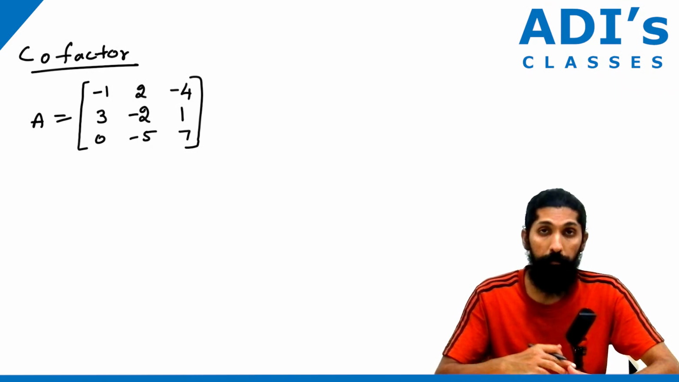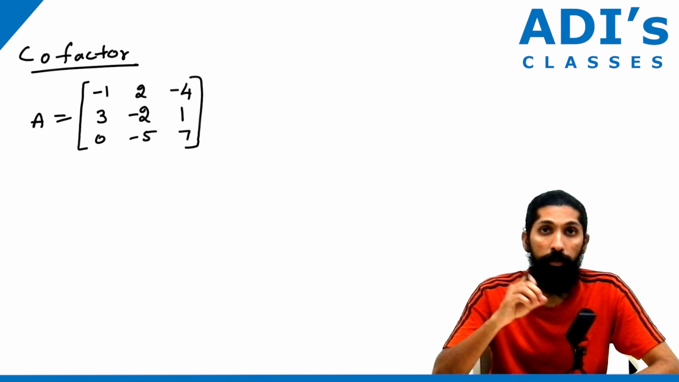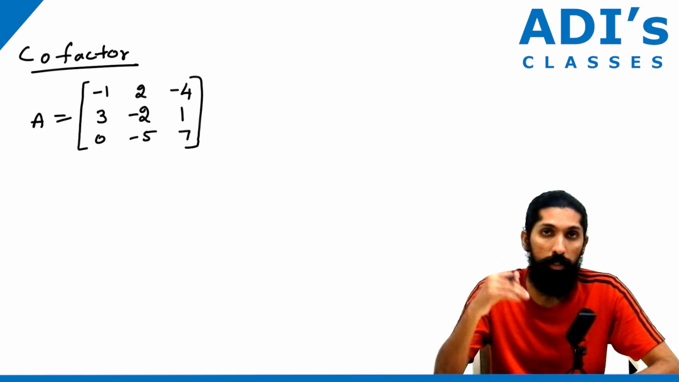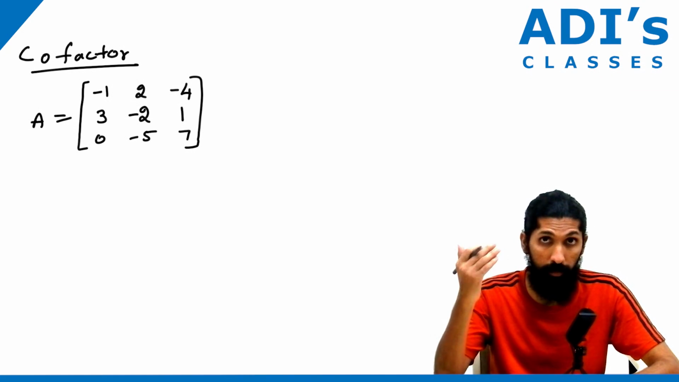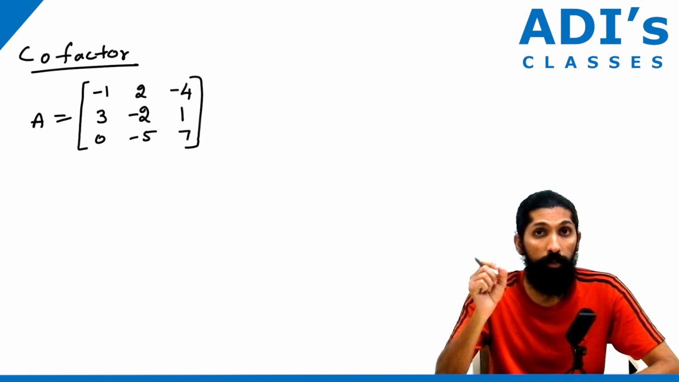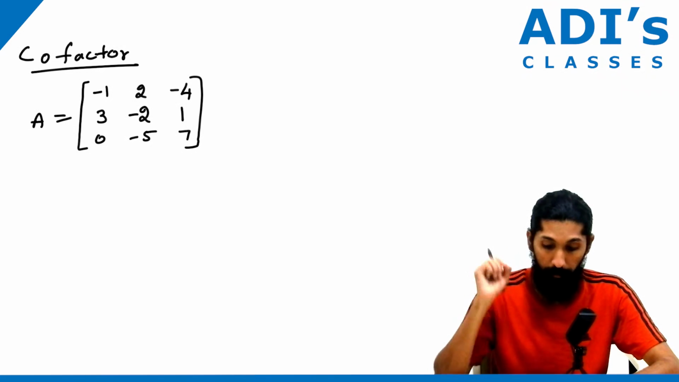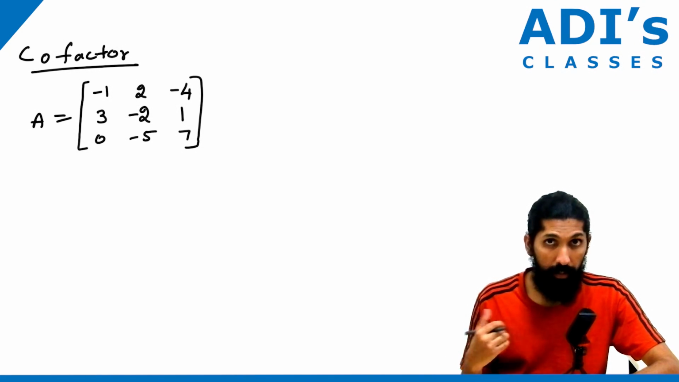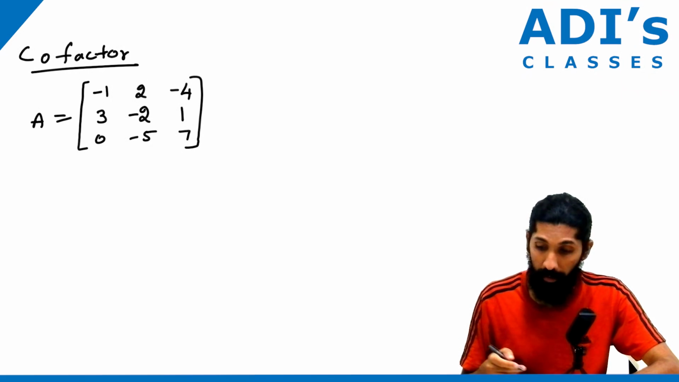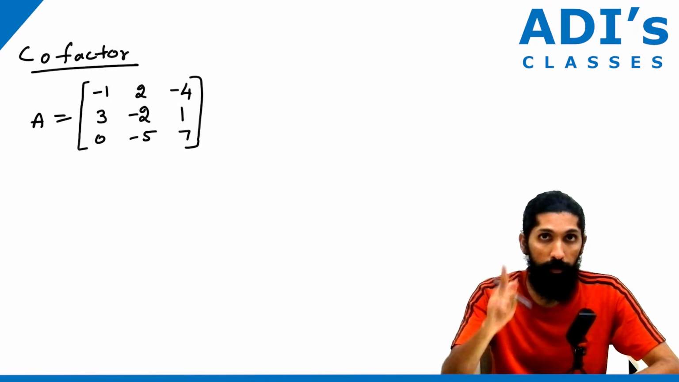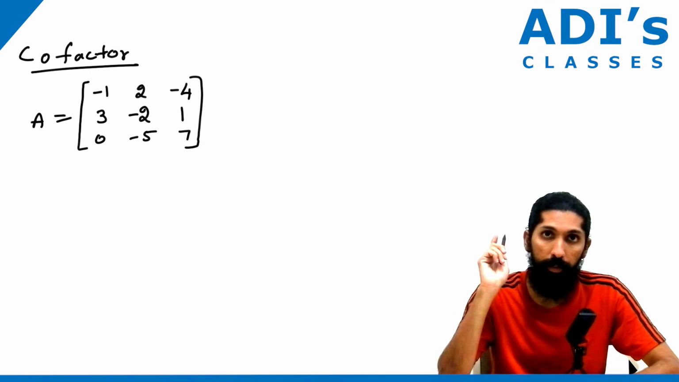Now, in this example, we look at the cofactor of an element of a matrix. Here also it is a square matrix. We are taking a 3 cross 3, so 9 elements are there. Let's calculate the cofactor for one particular element of the matrix. Here, let's calculate the cofactor of the element 0, third row, first column.